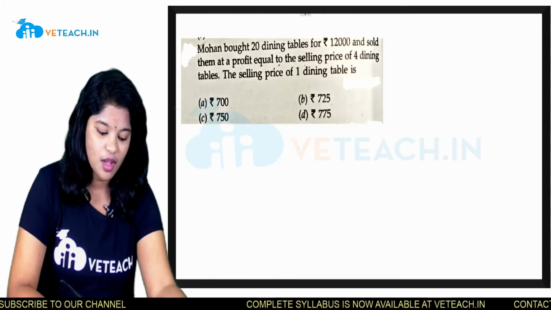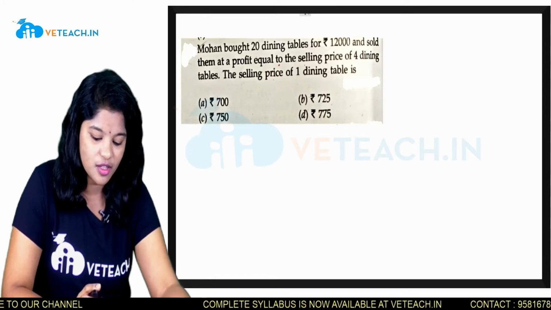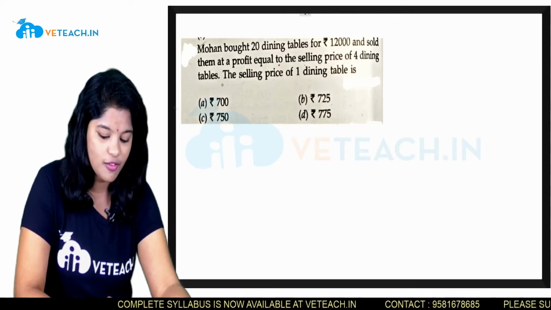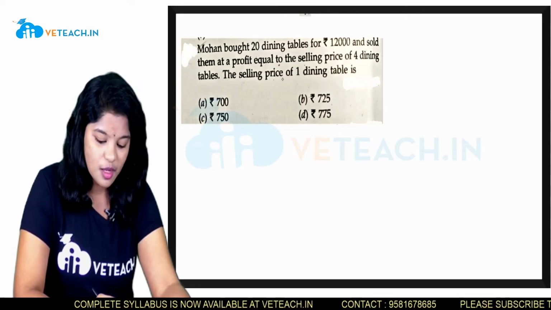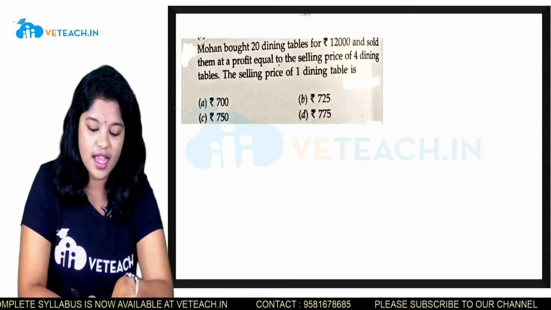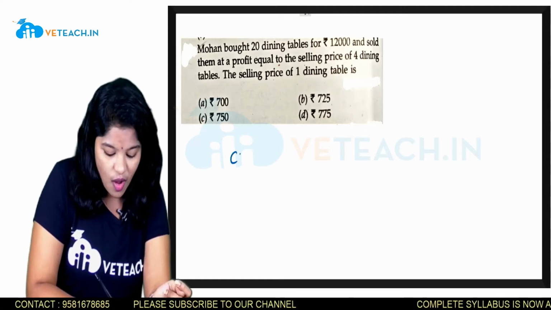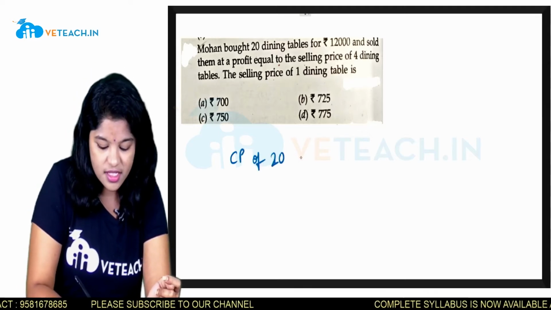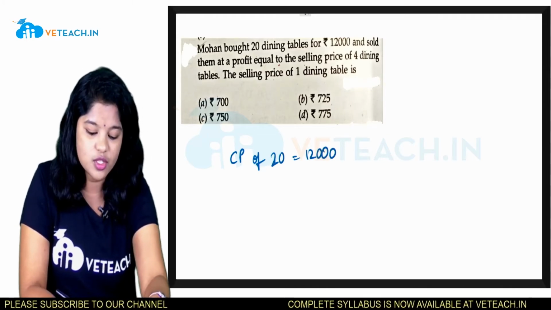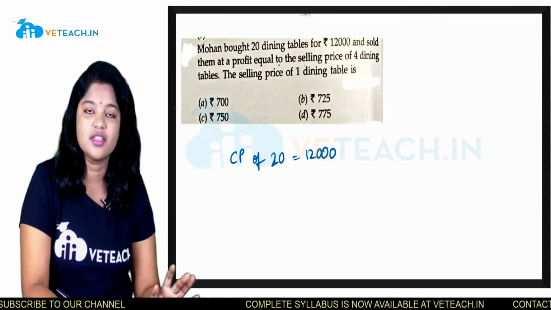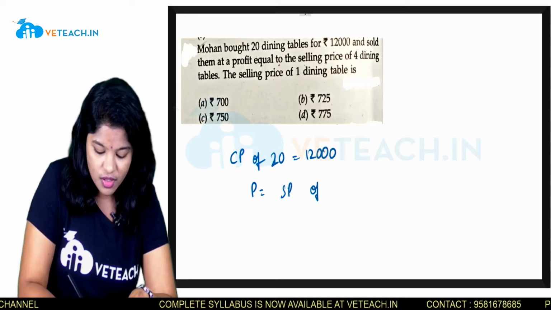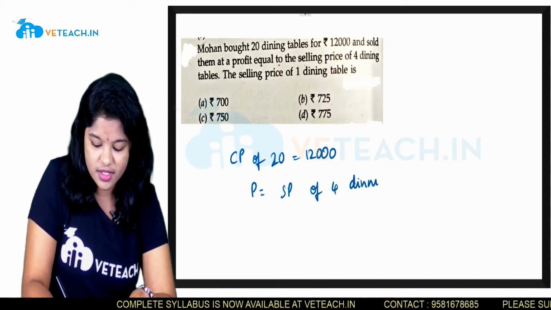See the next question. Mohan bought 20 dining tables for rupees 12,000 and sold them at a profit equal to the selling price of 4 dining tables. The selling price of one dining table is? So total he bought 20 dining tables for 12,000 rupees. So cost price of 20 dining tables is 12,000 rupees. Now he sold them at a profit which is equal to the selling price of 4 dining tables. So profit is equal to selling price of 4 dining tables.